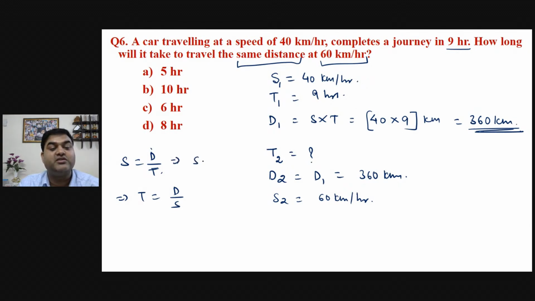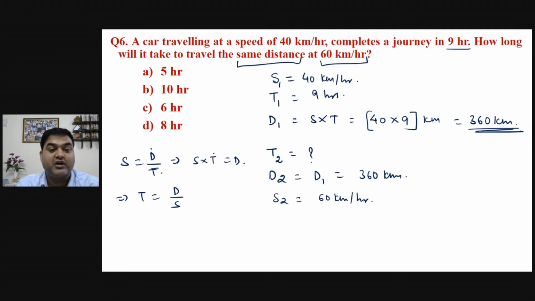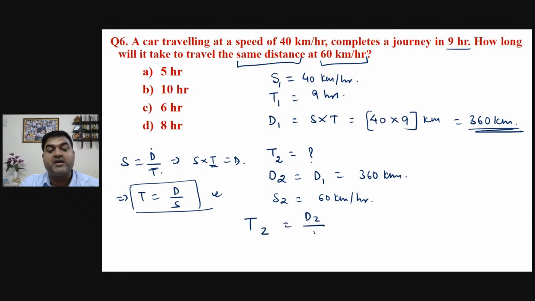What we can write, s into t is equal to d. So how to find the value of t? T will be equal to distance by s. That is what we have written, distance by s, right? Use this formula. We have to find t2. T2 is equal to d2 by s2.